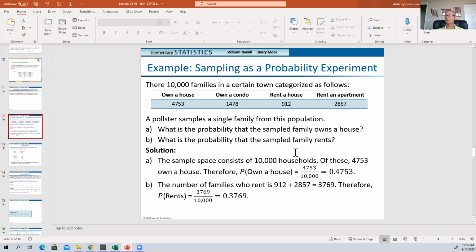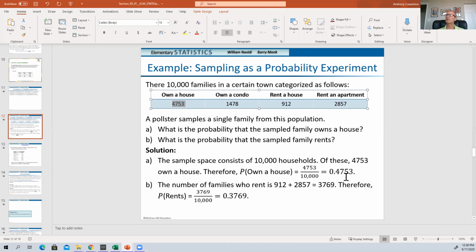The first question says, find the probability of a family owning a house. So what we have down here in the denominator is 10,000, and up in the numerator would be the 4,753. We do the division, and you can see it's 0.4753. So be careful, look at the problem, and it's very picky about rounding to the right decimal. Make sure you take a look at that, and I'll show you how the spreadsheet can help you with that as well.